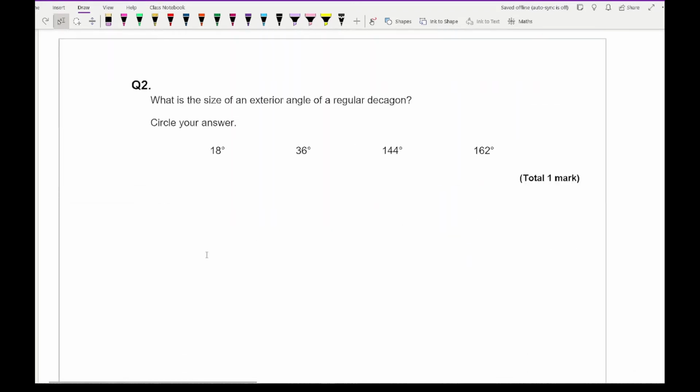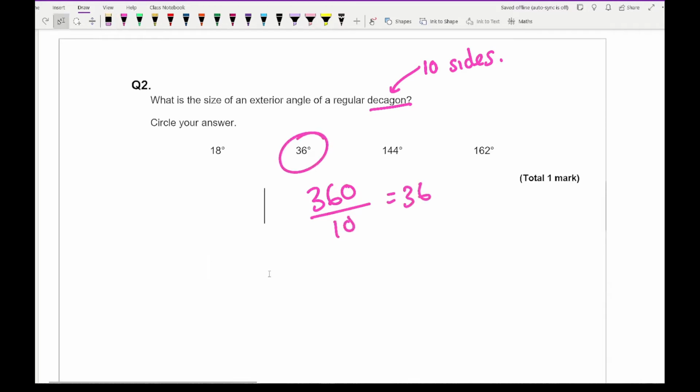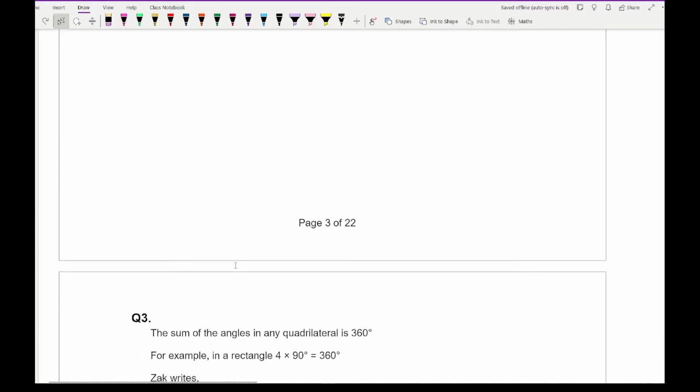Now let's work it out with question 2. It says, what is the size of an exterior angle of a regular decagon? So again, knowing that a decagon has got 10 sides, it's going to be 360 divided by 10, which equals 36. So that's my second answer.